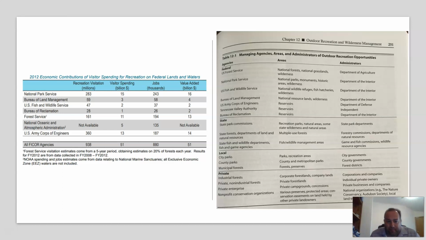The table on the left here shows in 2012 how many visitors went and used each of the lands and how much money they spent, and so how much value added that is for an area, as well as the amount of jobs created for the recreation industry. And on the right, this is a table out of your book that kind of explains what we've talked about so far in terms of the public lands, in terms of the federal public lands, and then we'll go into state and local and private.